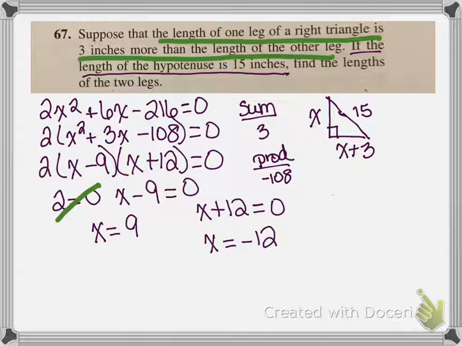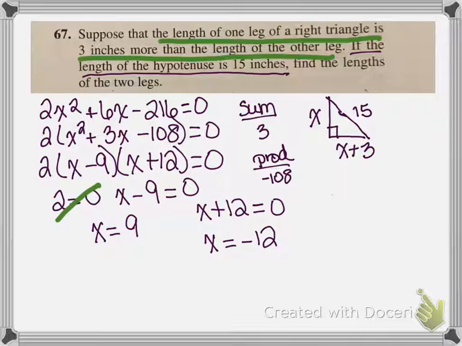Okay, let's talk a little bit about what this means. My product was this negative 108. That means we have one positive and one negative number. Okay? In order to get a negative product, we have to have one positive and one negative number. My sum is 3, so the larger of those two numbers is going to be positive. Okay? That's how we got our x minus 9 and our x plus 12.